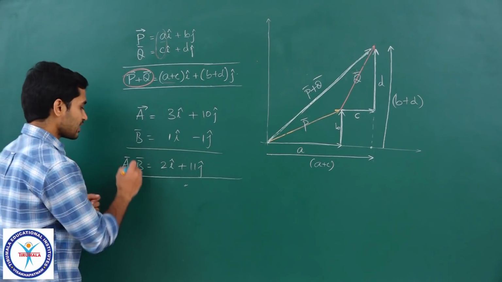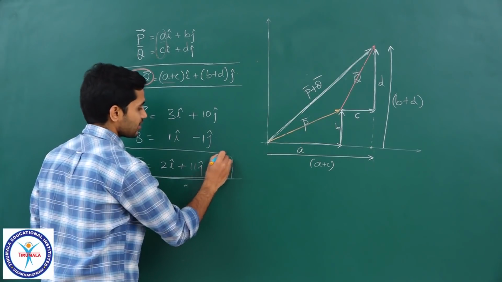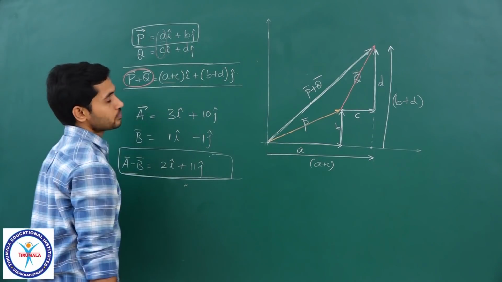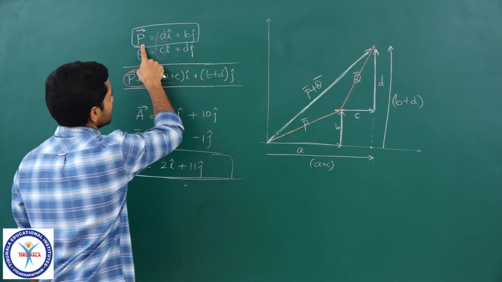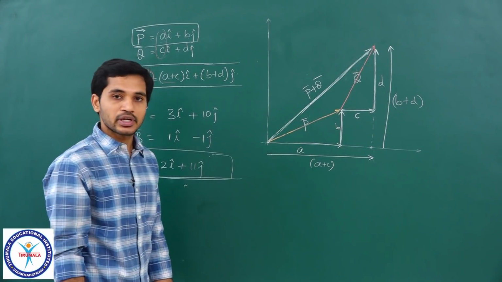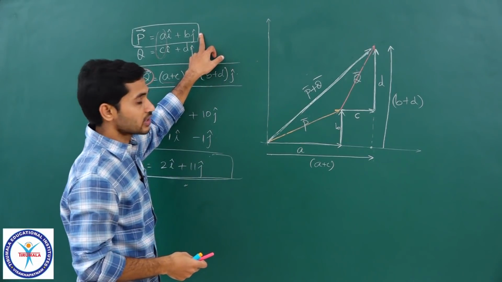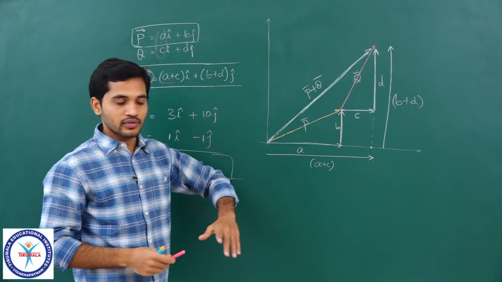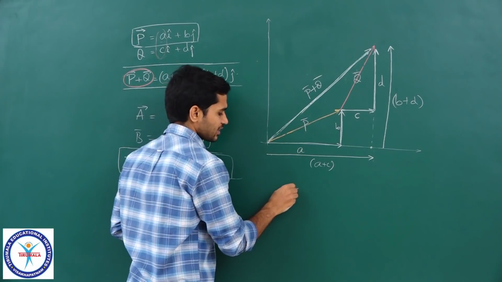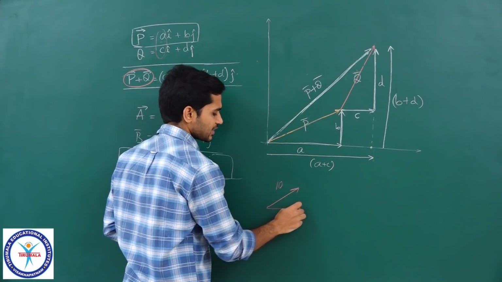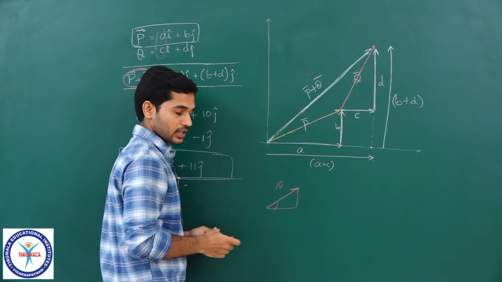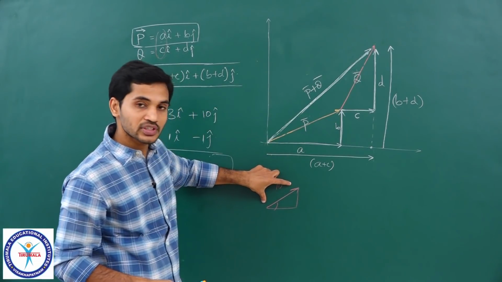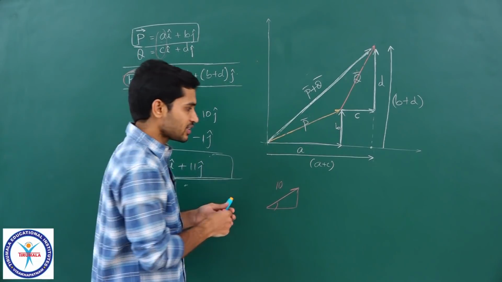Now, if a vector is given like this, for example, let us say p bar is a i cap plus b j cap. Clear? Now, if I ask you what is the magnitude of this vector, see, I know how to resolve. If, for example, there is a vector of magnitude 10, I can easily resolve it if I know the angle. But if they give you the components and ask you what is the magnitude of the resultant, what will you do? This is very simple also.